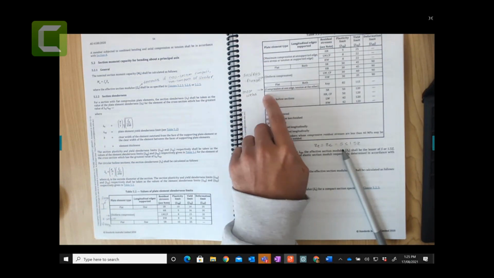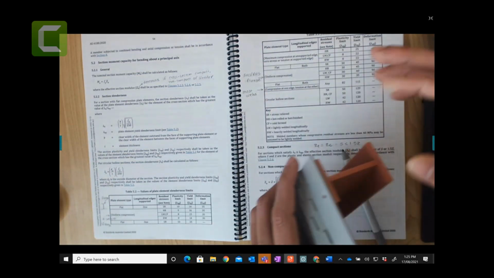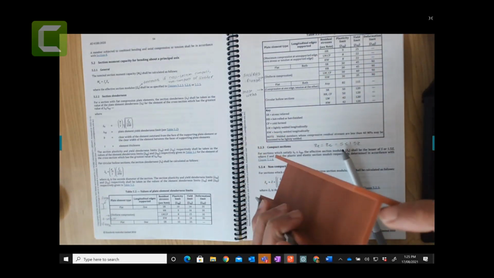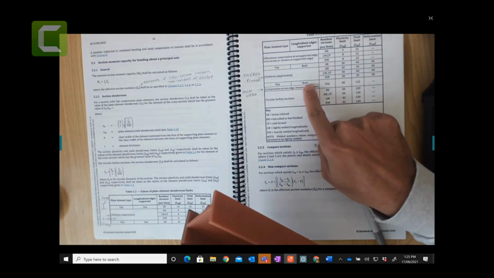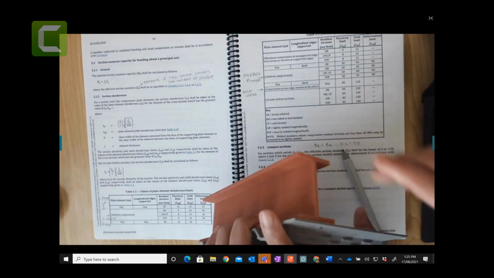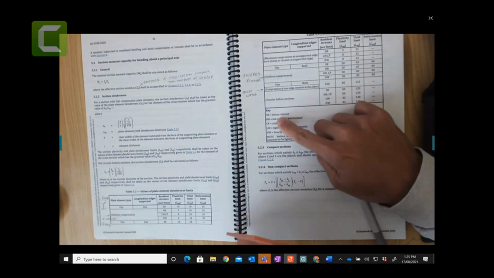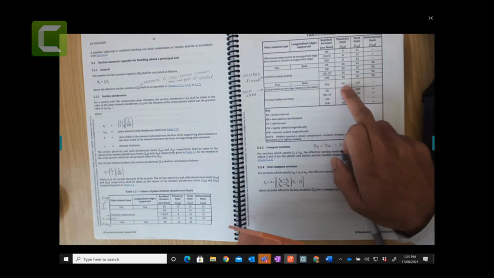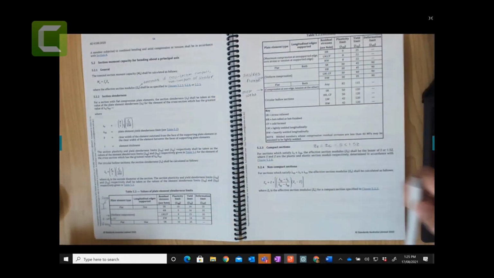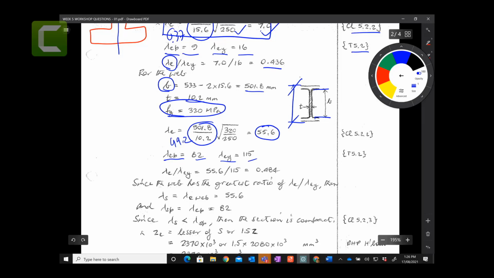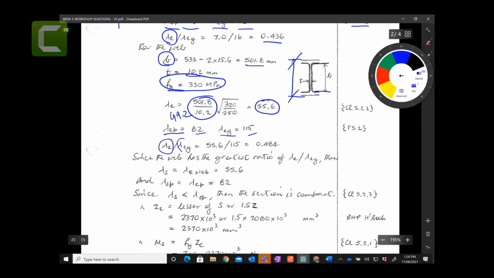I think this is the web, where you have a flat plate, both longitudinal edges supported. You can see this edge is supported, this edge is supported. This is the web, and both edges are supported. Compression at one end. So if I bend it, there is compression here, tension here. So that is good, and you don't need to classify which one this is in here, web. So you have straight away 82 and 115. And again, you take this ratio lambda E over lambda EY, which is 55.6 over 115.